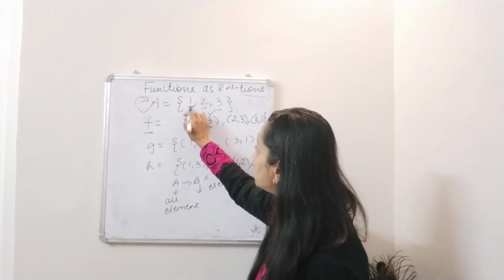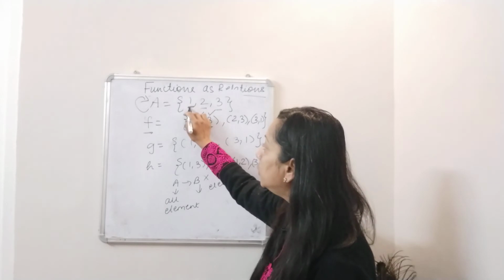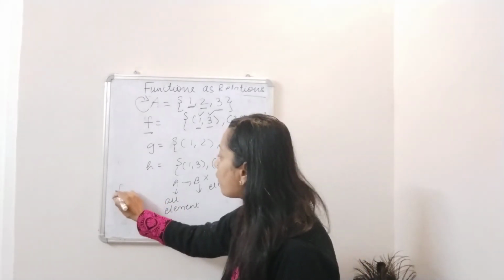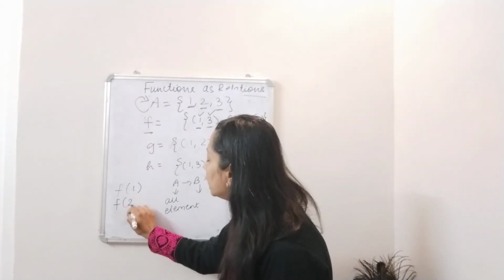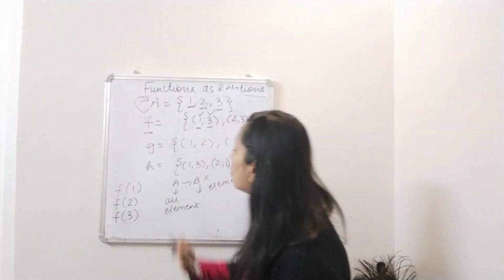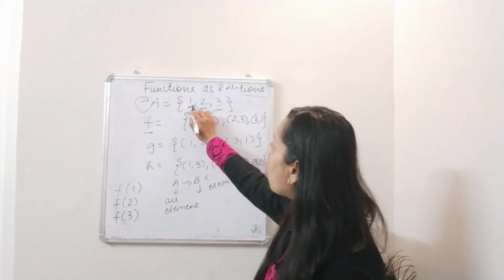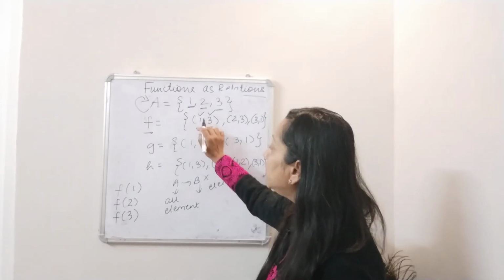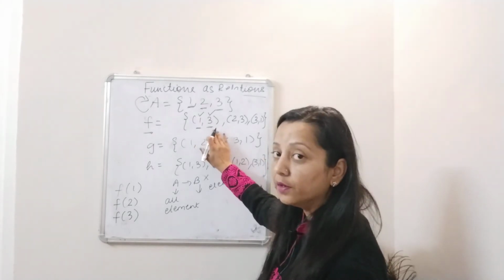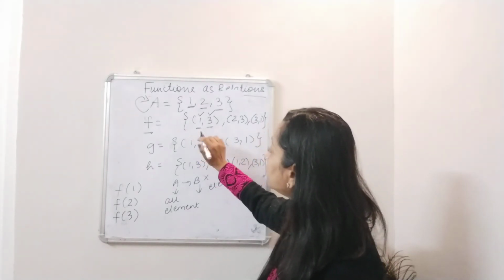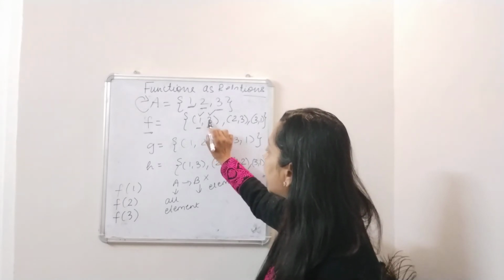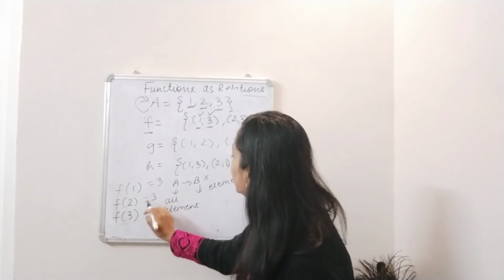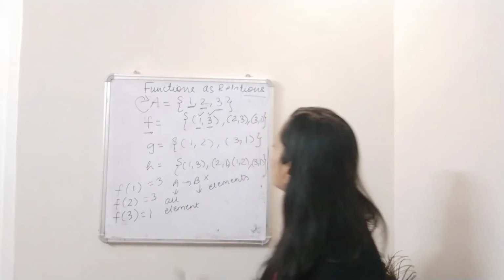So that means 1 will be assigned some value, 2 will be assigned some value, and 3 will be assigned some value. So f of 1 will also have an image, f of 2 will also have an image, and f of 3 will also have an image. That means all these elements must exist as the first coordinate in the ordered pair, right? In case of a function. So f of 1 is assigned the value 3, then f of 2 is assigned the value 3 and f of 3 is assigned the value 1.